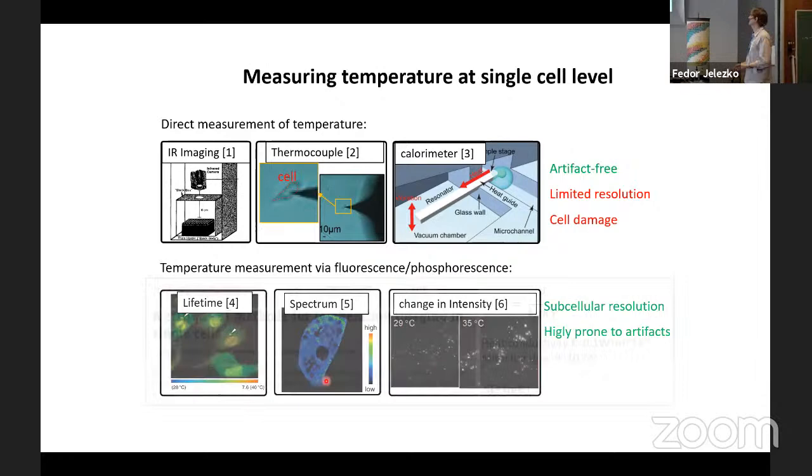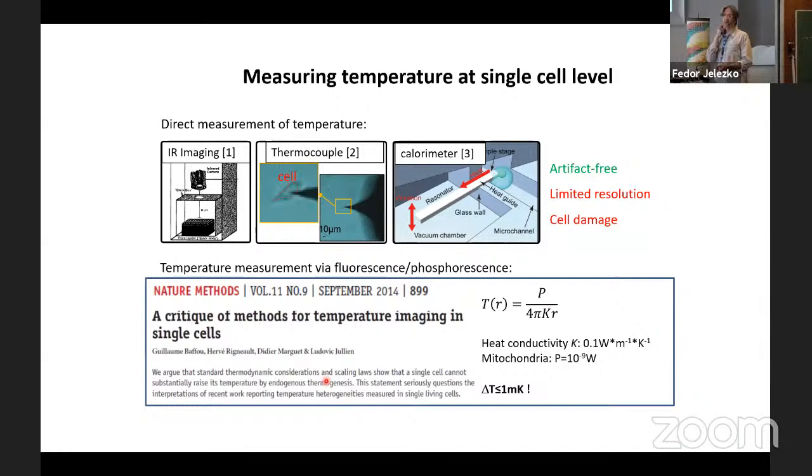And actually, this inability to make very precise measurements with submicron spatial resolution led to some very pronounced discussions in the field. There are some measurements that were showing that there are very significant gradients of temperature in the cell, and this might be important for signaling and so on.